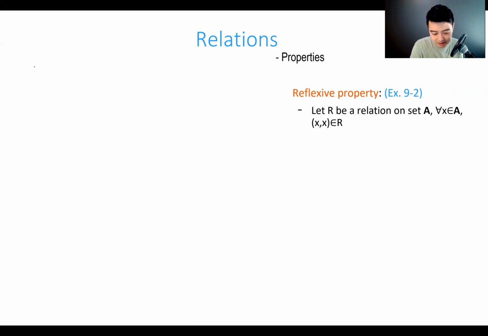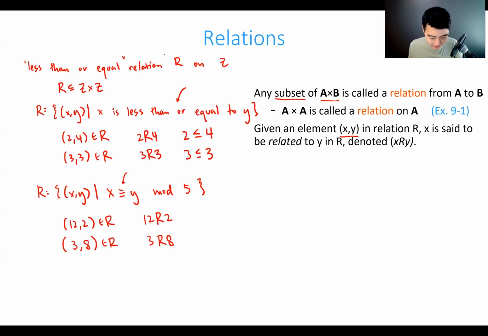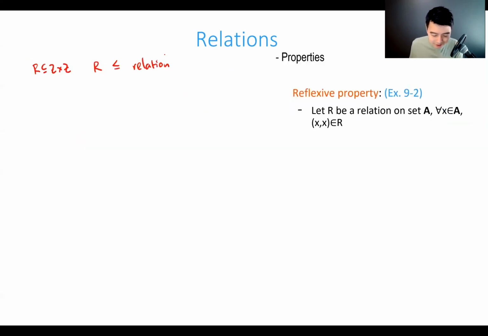So, let's revisit this relation on Z, okay, that we had in the last example, and R is the less than or equal to relation. Okay, now for the definition, let's go back, and this is our definition. X is related to y if x is less than or equal to y. So from now on, I'm just going to refer to this as the less than or equal to relation. All right, so what can we say about, now this is a relation on integers, remember, okay? So what can we say about this relation? Is it reflexive? Does it have a reflexive property?